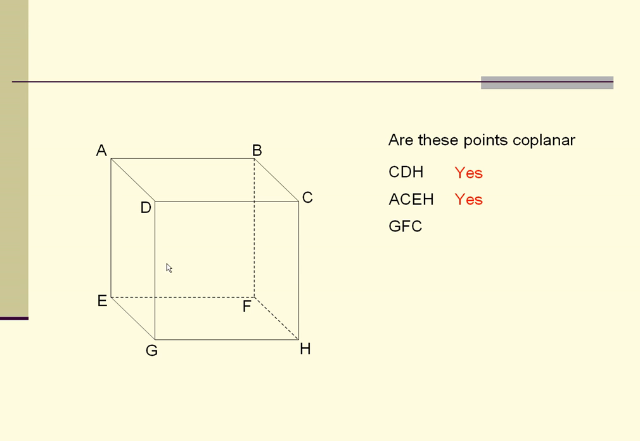Now the next part says, are G, F, and C coplanar? Could I make one cut with a butcher knife to go through all three of those? The answer here is, let's take a look. I did my best to draw it here. The answer here is yes, they can. We'll find out later that any three points will be coplanar.